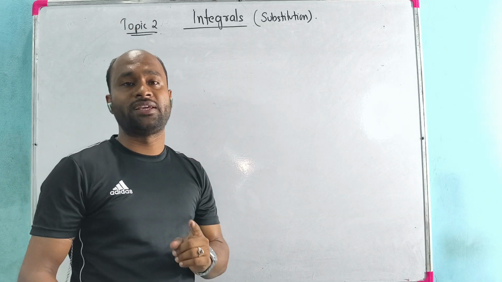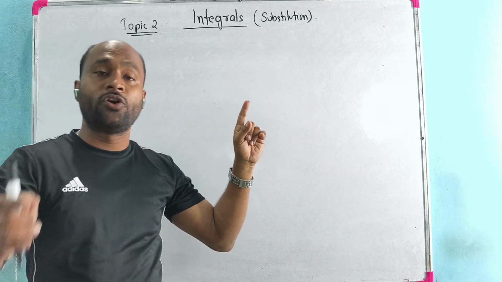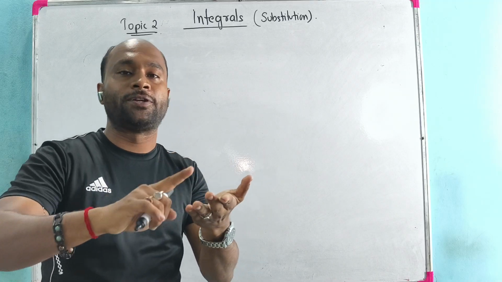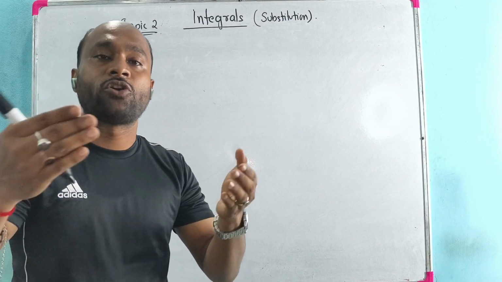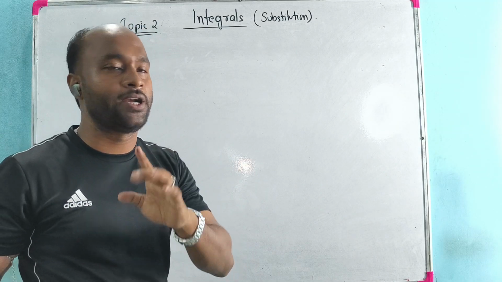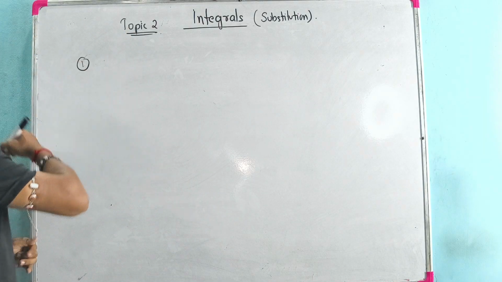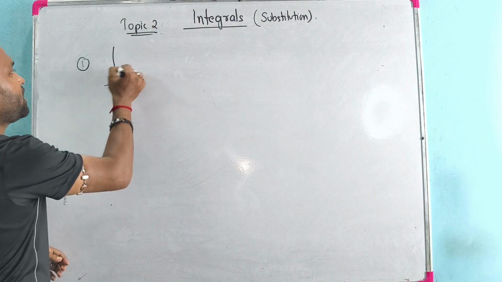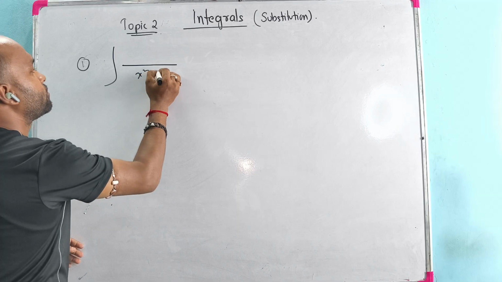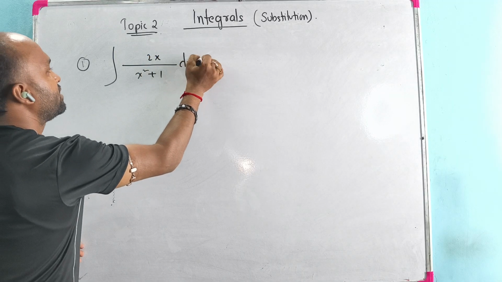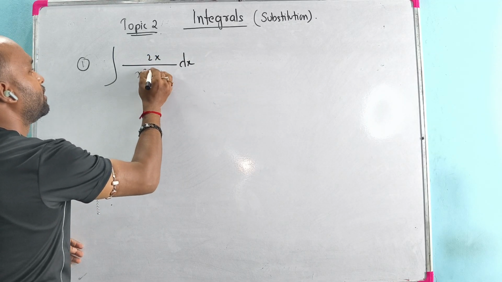But see, the ultimate thing is that if you are applying the methods, your main motive should be to convert the integral in terms of a formula, so that directly you can apply the formula, right? Now see, let me start with a small one. Suppose they have given this one, integral of 2x over x square plus 1, dx. This is the first question they have given. Is this clear to you?